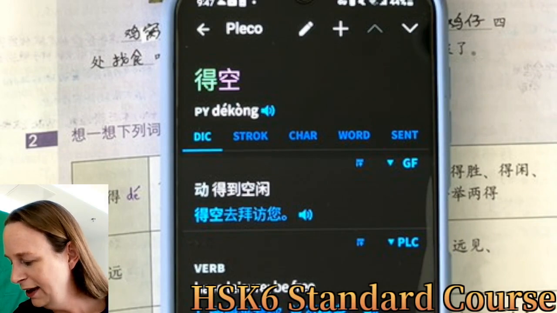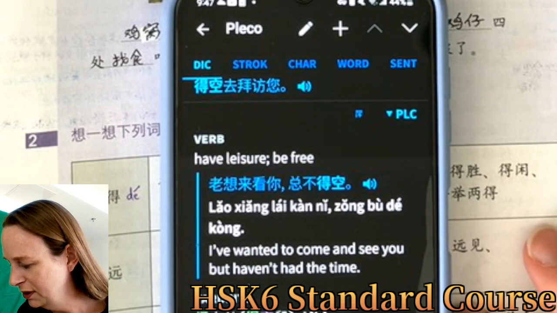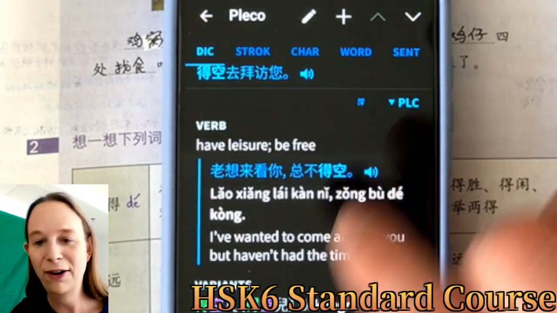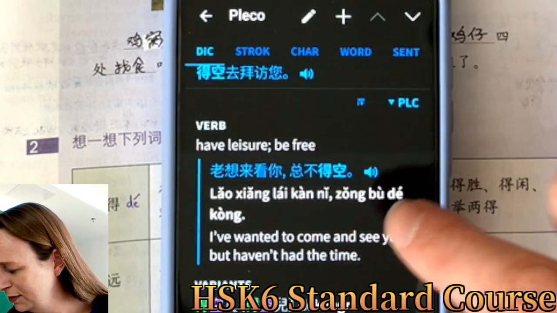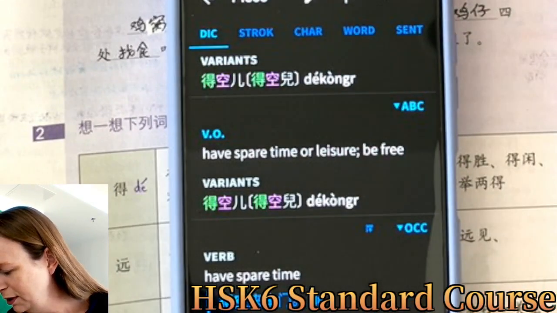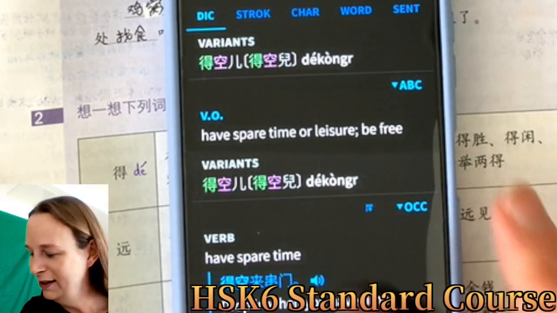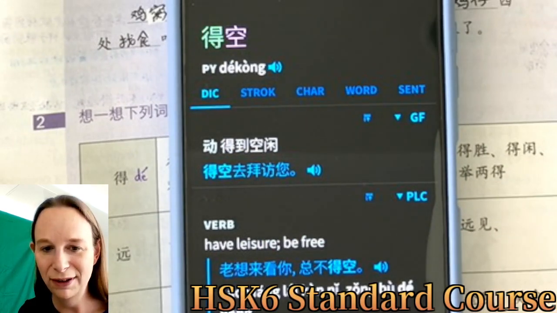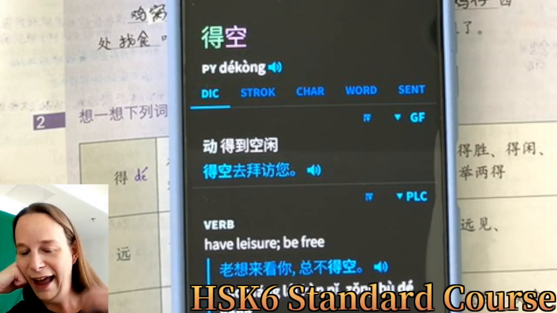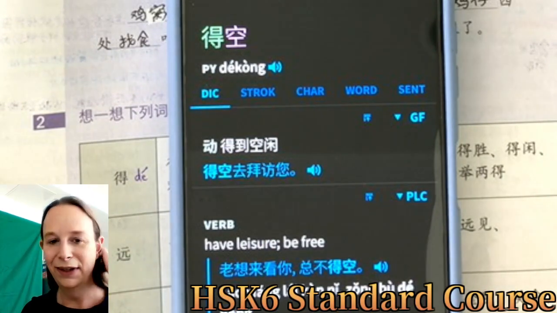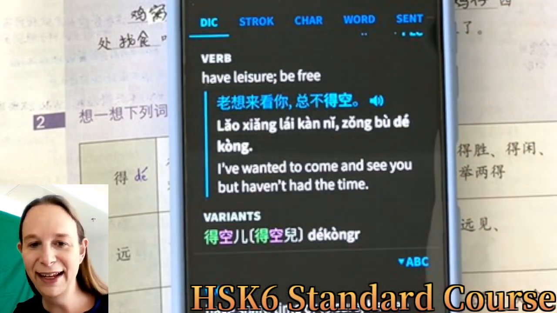得到空闲。总部得空. Okay, so this is probably a collocation or the normal way it's used. So never, no rest. 总部得空. 得空来串儿. Okay, this is 有空, 你有空. I guess 有空 is have time, have spare time, whereas 得空 is receive spare time from an external agent.